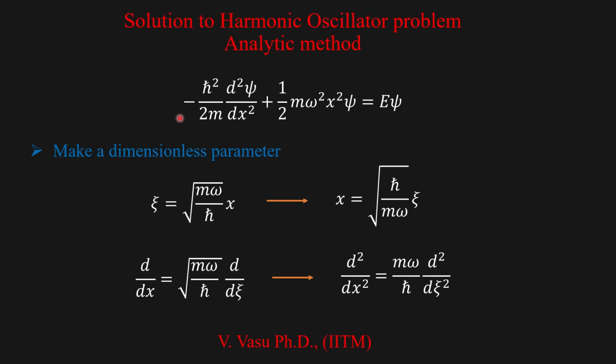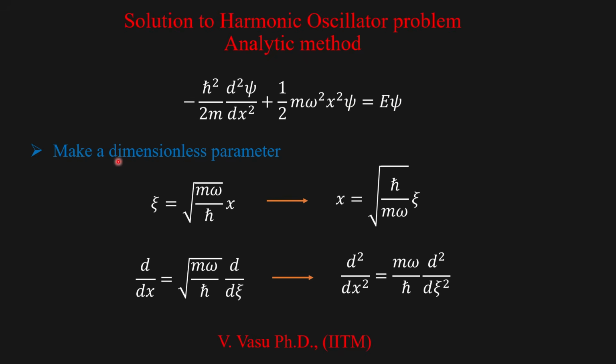We know the time independent Schrodinger equation is minus h cross squared over 2m d2 psi over dx2 plus half m omega squared x squared psi. This half m omega squared x squared is the potential energy of the harmonic oscillator. It is a well known one, which is equal to E psi.